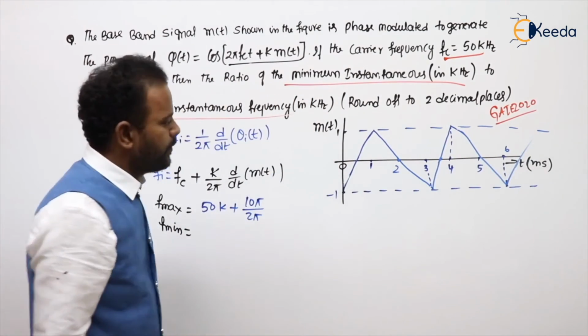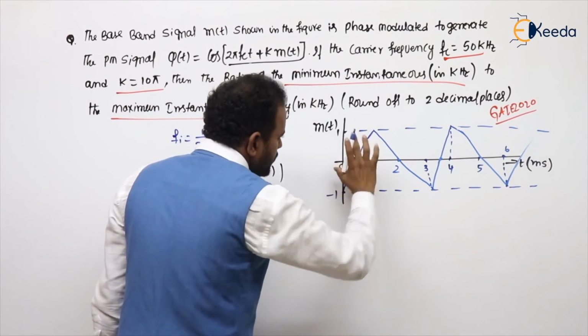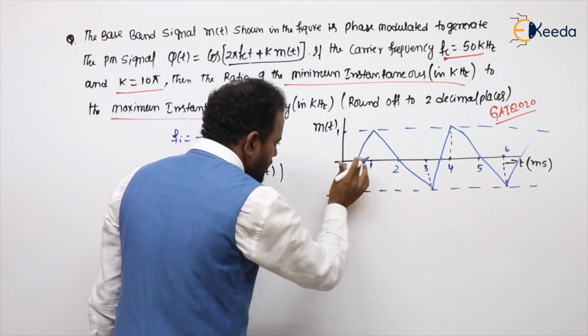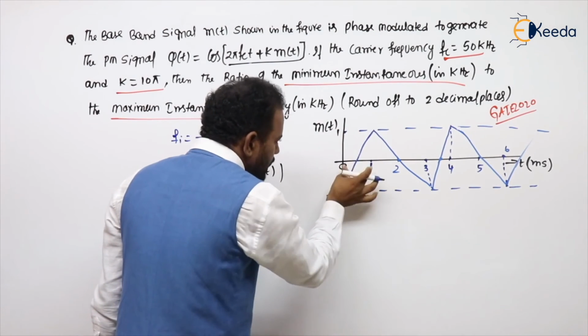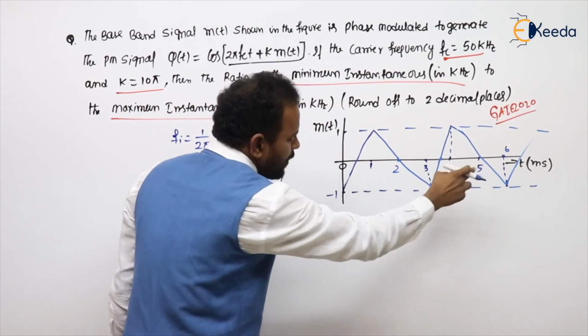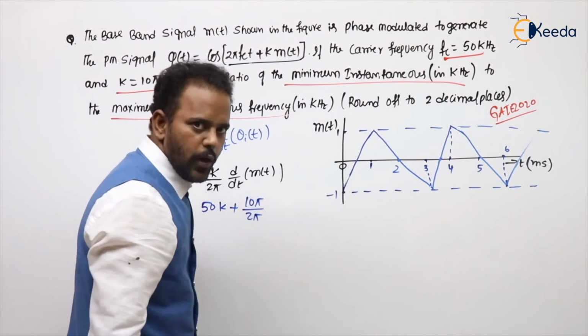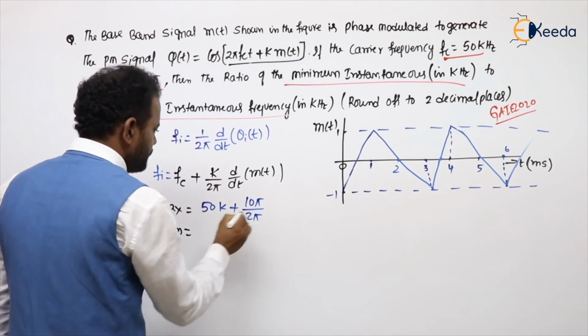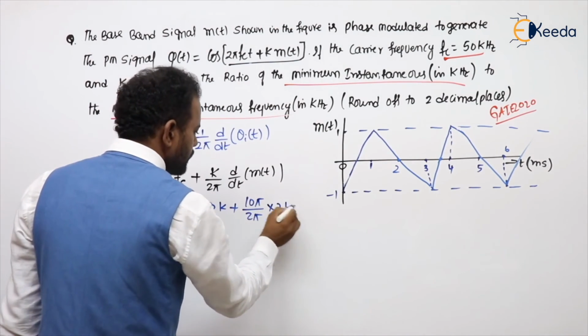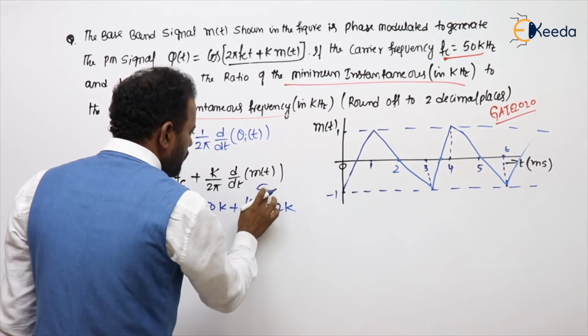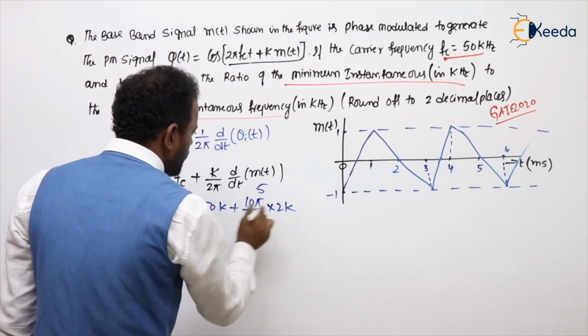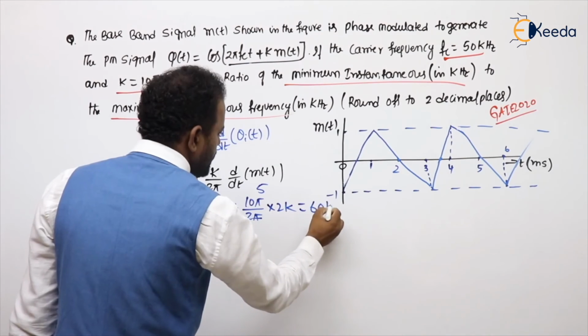Try to understand. What is the slope, sir? Change in y by change in x. Change in y is 2, change in x is 1, but he has given milli. So 2 by milli means 2 kilo. Milli comes in the denominator. Then this will be 5. 5 times 2 is 10. 50 plus 10, it will be 60k.